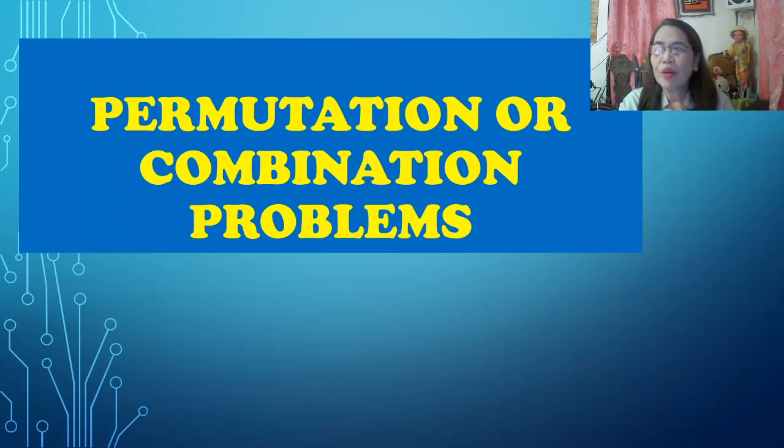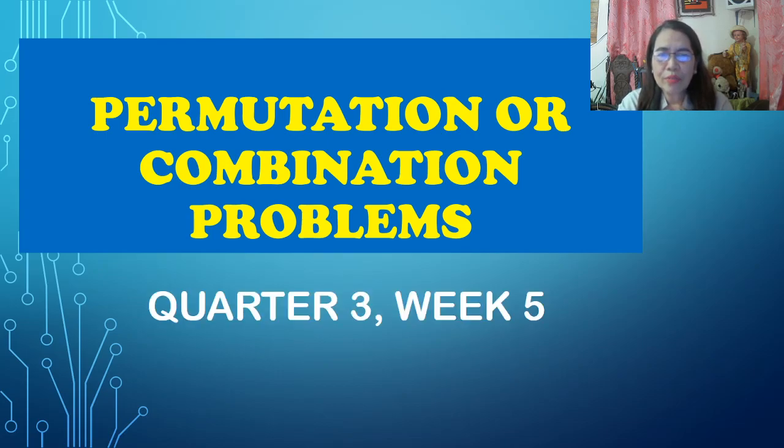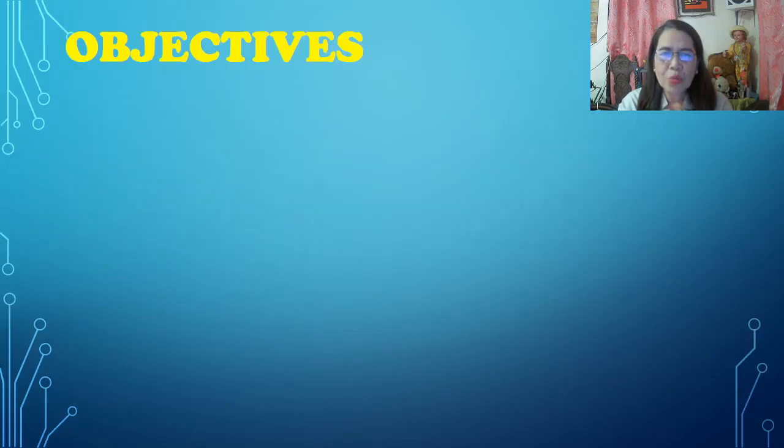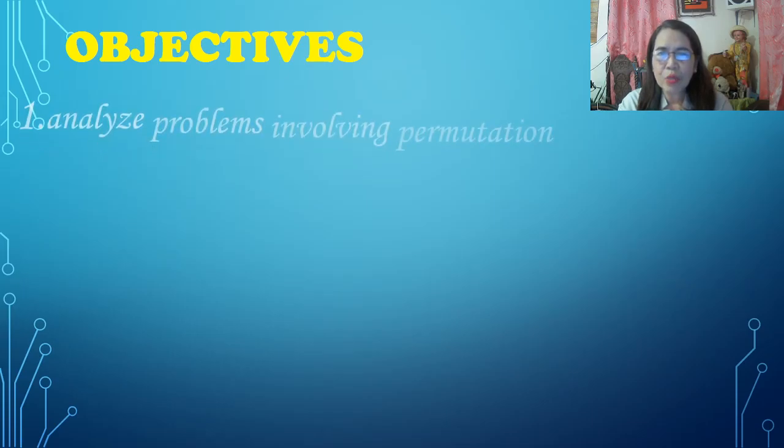So for our lesson today, we are going to discuss permutation or combination problems. This is our lesson for week 5, quarter 3. After you learn the different formulas, it's time for us to solve problems. So let us know the different objectives for this week.